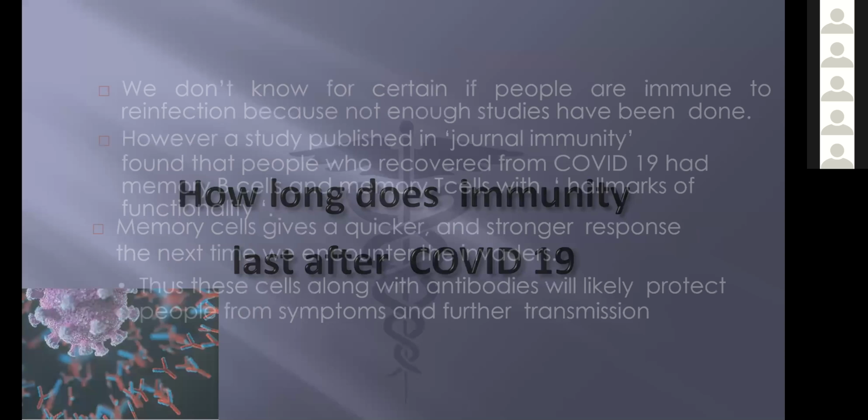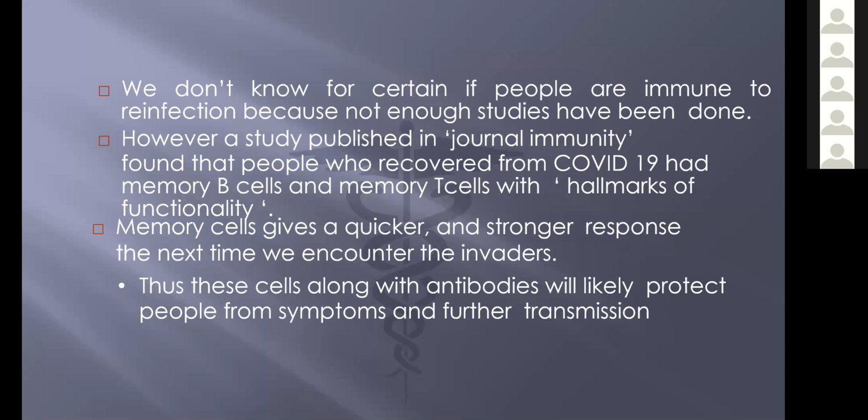We don't know for certain if people are immune to reinfection because not enough studies have been done. However, a study published in the journal Immunity found that people who recovered from COVID-19 had memory B cells and memory T cells with hallmarks of functionality. And the antibodies produced during the infection were found to be maintained for at least 3 months after the infection, and it may go more than that, to 5 months or 7 months. These memory cells give a quicker and stronger response the next time we encounter the invader. Thus, these cells, along with the antibodies, will likely protect people from symptoms and further transmission.